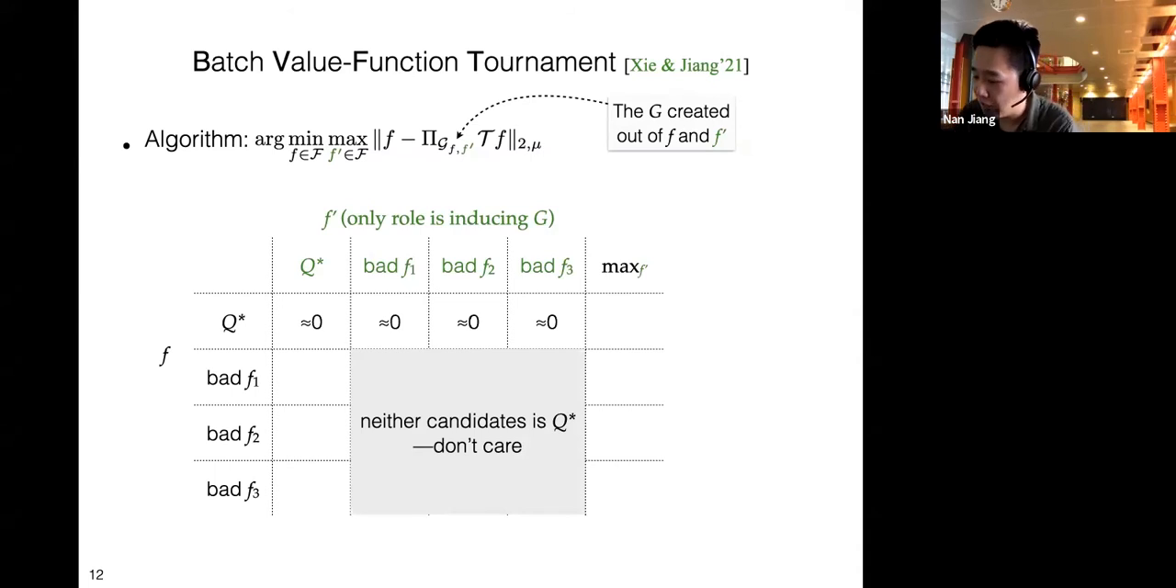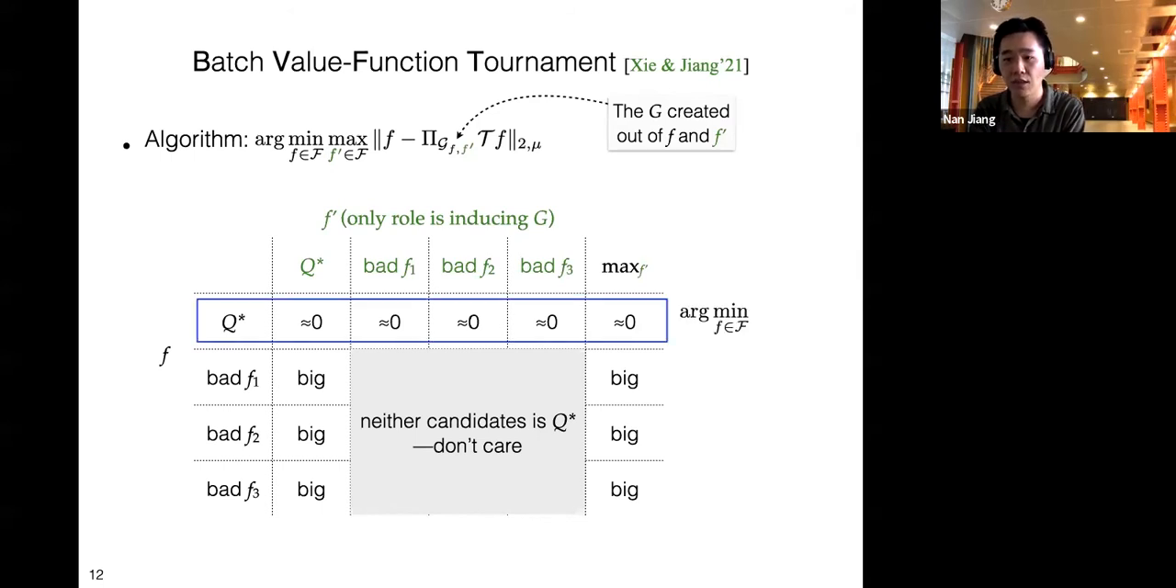And I don't think I have time to get into details, but roughly speaking, when Q star is being examined, it never sees a large error. So when you take max over all the competitor f prime, your loss is always small. However, when you have a bad function and you examine it against Q star, it will be enough to expose the deficiency of the function. So you get a big loss. And when you take a max, that big loss always translates to the final score of the function. And then when you take argmin outside, it will help you identify Q star. Okay, so this is a very rough proof sketch.